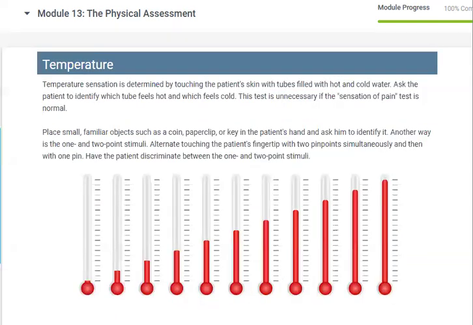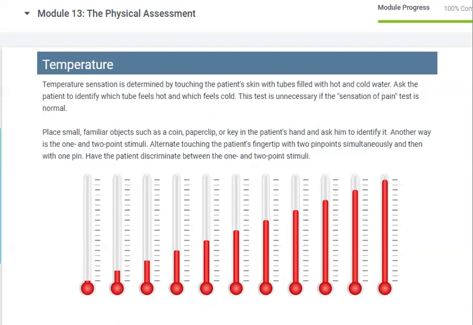Temperature. Temperature sensation is determined by touching the patient's skin with tubes filled with hot and cold water. Ask the patient to identify which tube feels hot and which feels cold. This test is unnecessary if the sensation of pain test is normal.